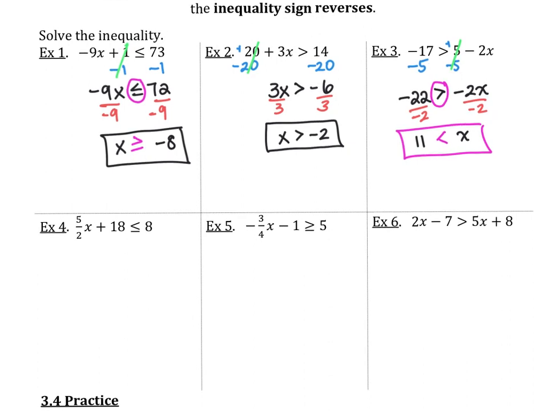Example 4, 5 halves x plus 18 is less than or equal to 18. If I have x plus 18, I'm going to subtract the 18. 5 over 2x, cancel. 8 minus 18 is negative 10. Let's see, to cancel the 5 over 2, I'm going to multiply by 2 over 5.